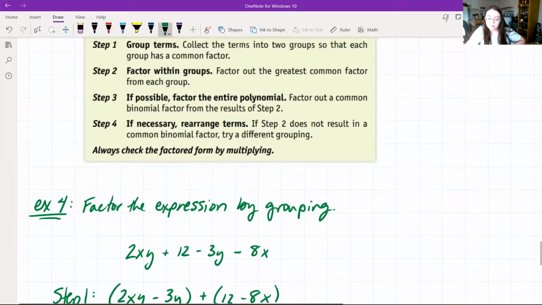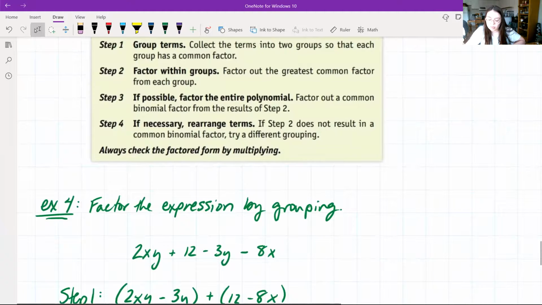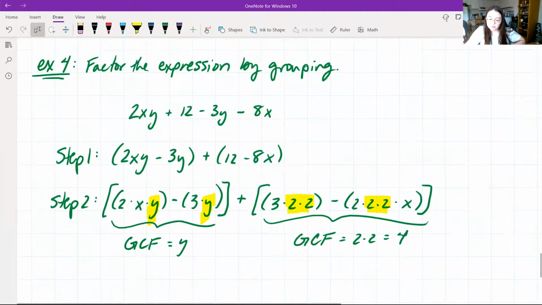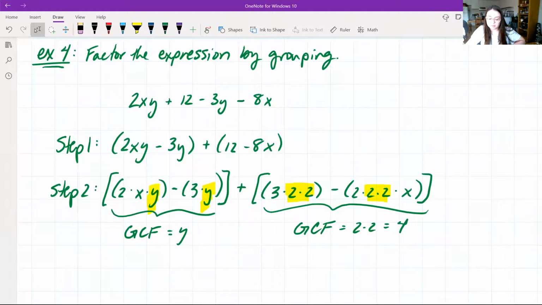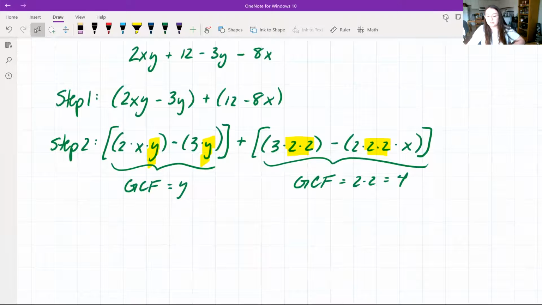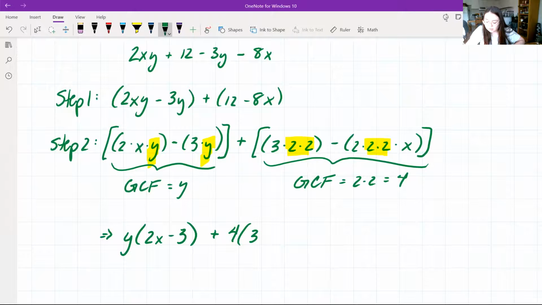And now for step 3, we want to factor the entire polynomial. So, another part of step 2 here actually, is that once we've identified our greatest common factor, we're going to factor them out. So now we're going to have y times 2x minus 3 plus 4 times 3 minus 2x. So this is our new expression.